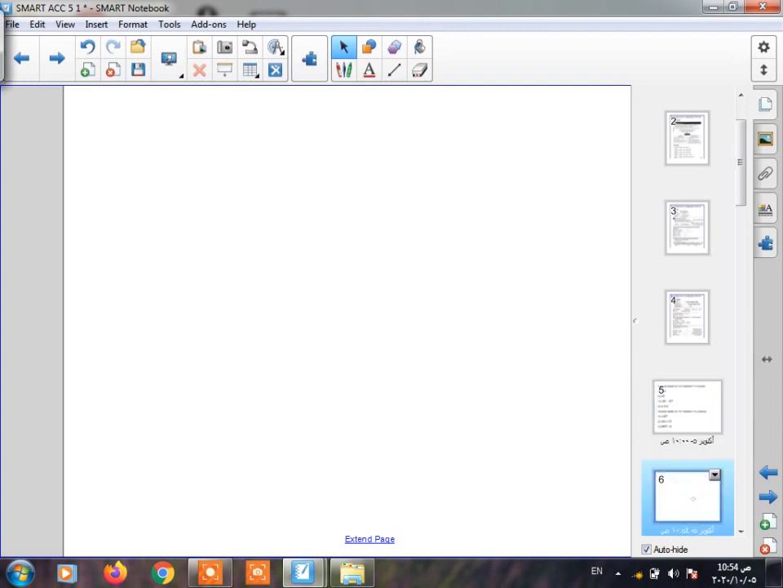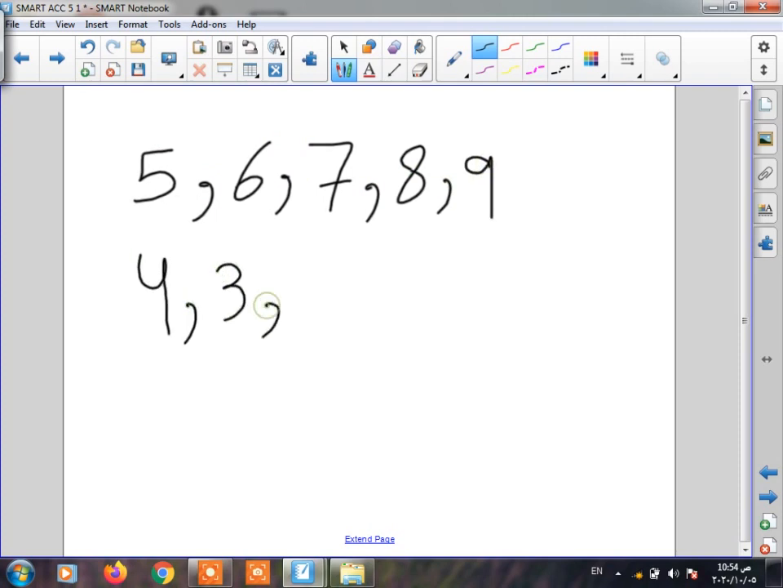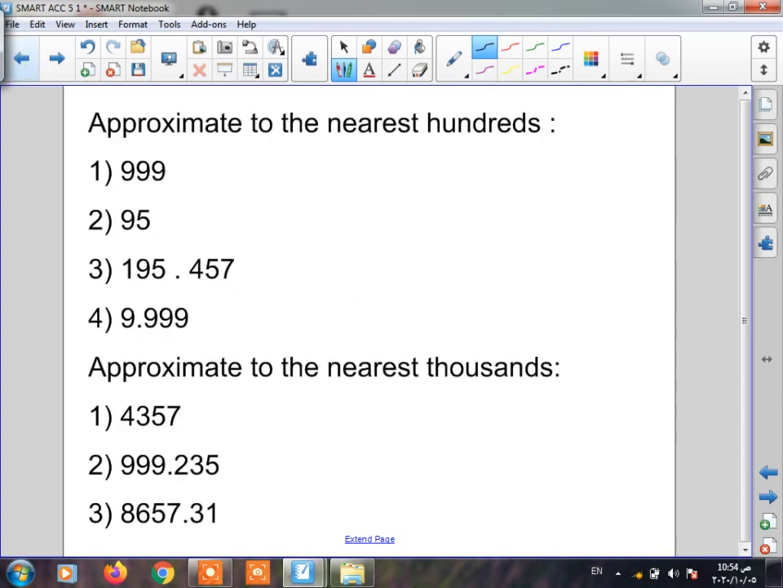Before we start, to understand what it means to approximate to the nearest hundred and to the nearest thousand, I have two groups of numbers. I have five or more: 5, 6, 7, 8, 9, and I have 4 or less, which means 4, 3, 2, 1, 0. If I am asked to approximate to the nearest hundred, I'll circle the hundreds digit. If I need to approximate to the nearest thousand, I'll circle the thousand digit.